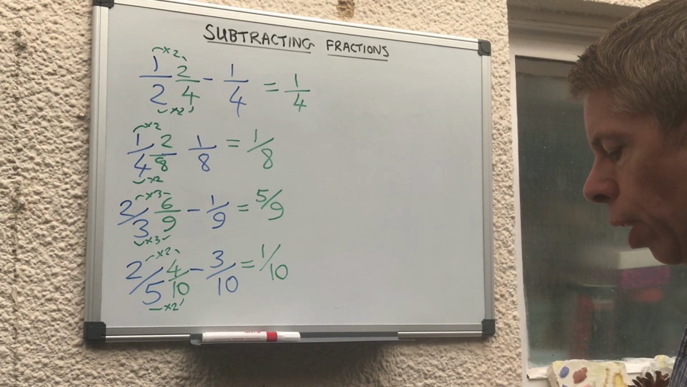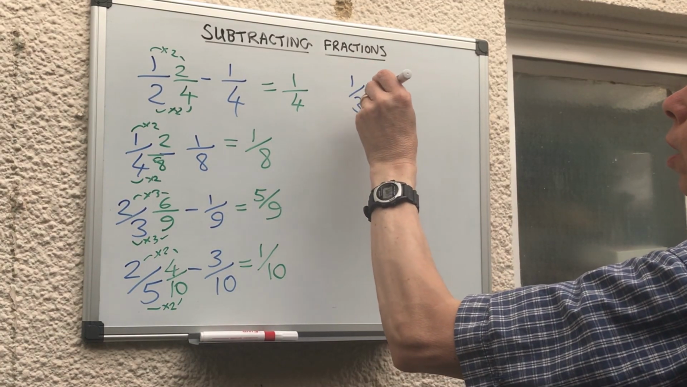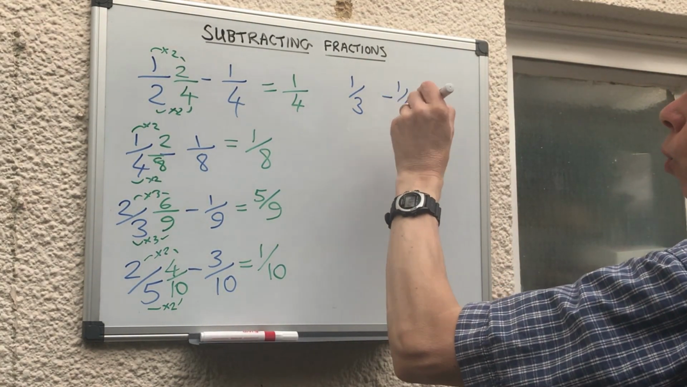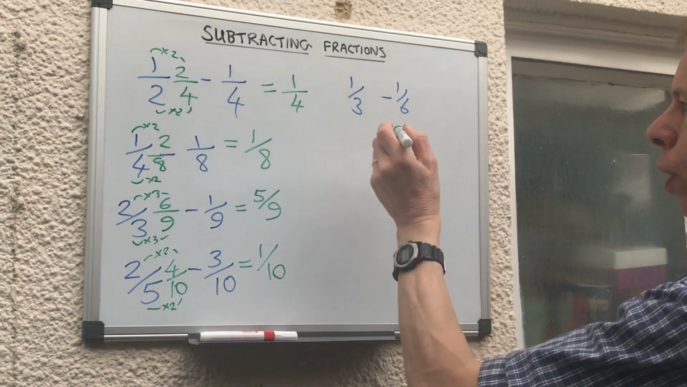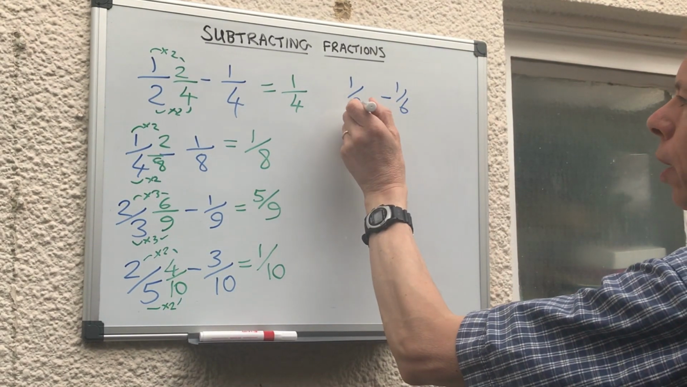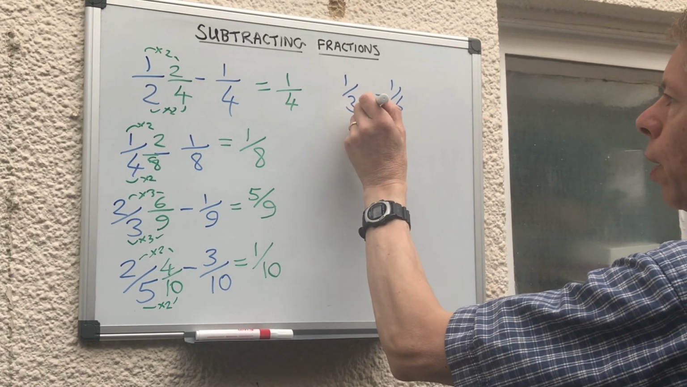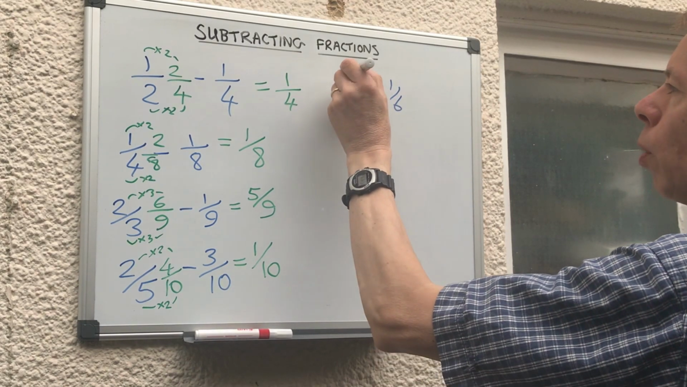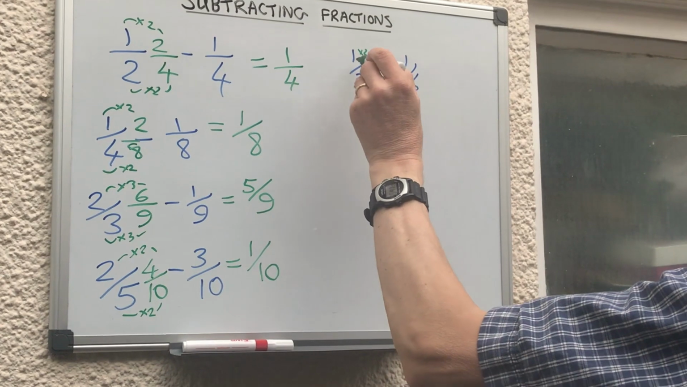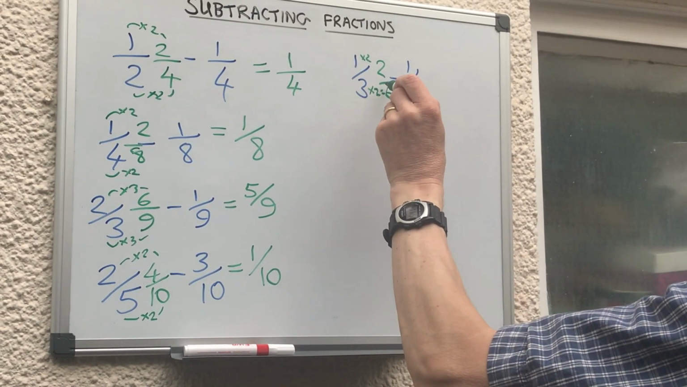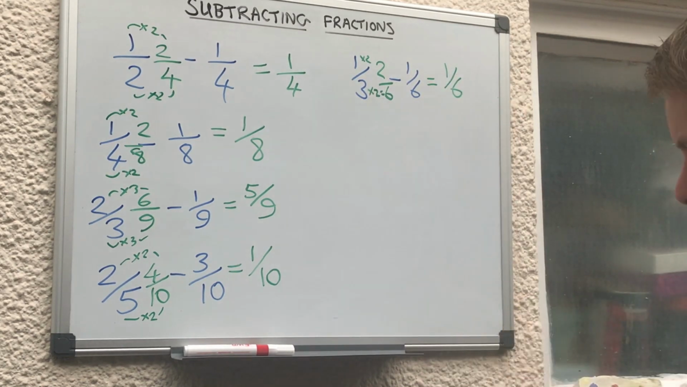So the next sum we're going to do is 1/3 take away 1/6. So again, it's a multiple of 2. 2 3s make 6. So multiply that by 2 will give us our 6. Multiply that by 2 will give us 2. So 1/3 is 2/6. So 2/6 take away 1/6 will give us 1/6.